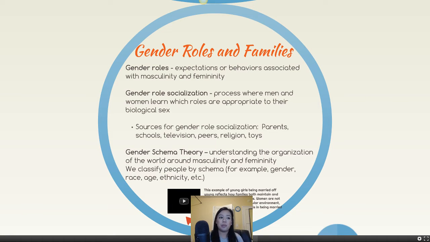And schools, of course, are a big part of that. Television's a huge part of that as well. Various TV shows, even children's shows, will normalize certain gender norms or not normalize certain gender norms as well.